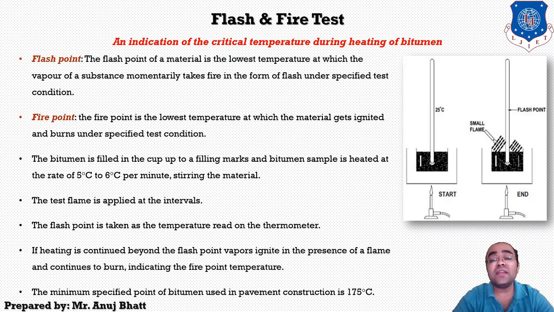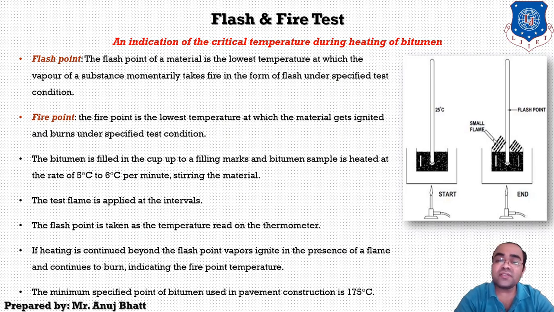Now, the material to be tested is filled in this cup up to the filling mark. Then the lid is placed to close the cup in a closed system. All the necessary details are already shown in the figure. The bituminous sample is then heated at the rate of 5 to 6 degrees per minute. Then the test flame is applied at certain intervals, depending upon the expected flash and fire points.